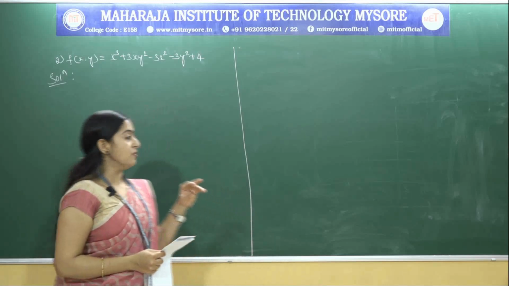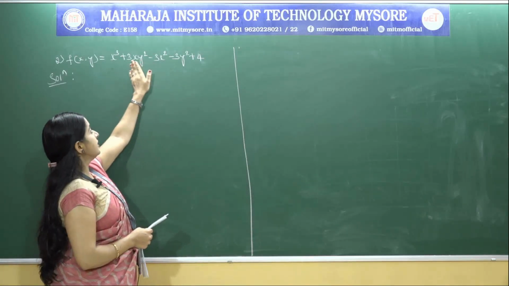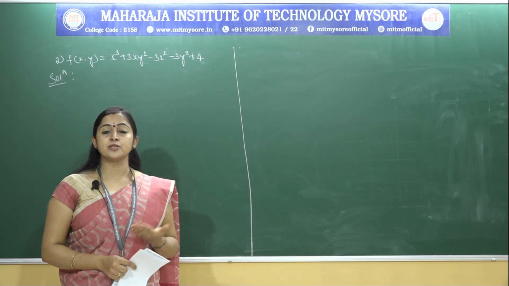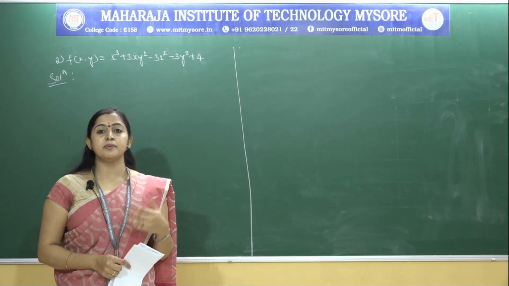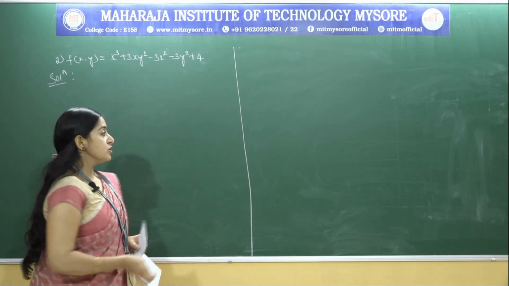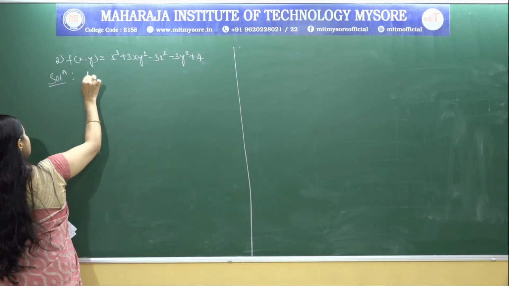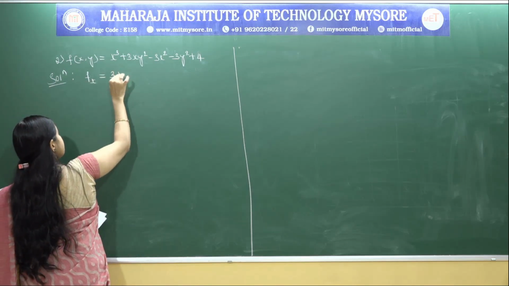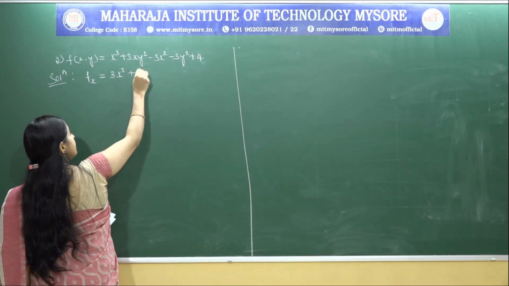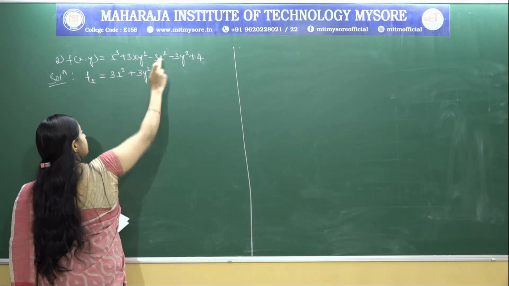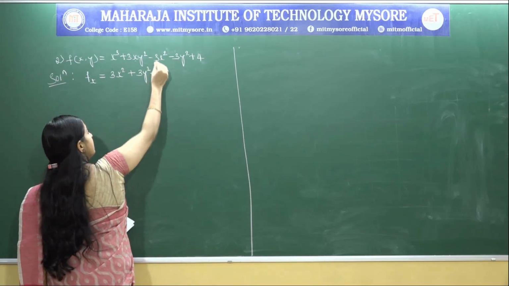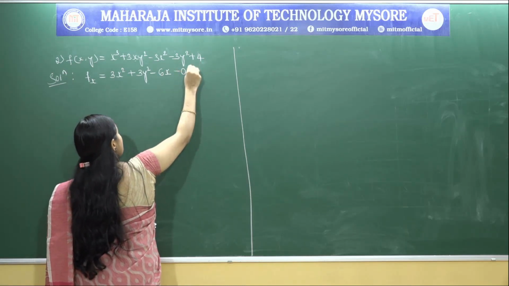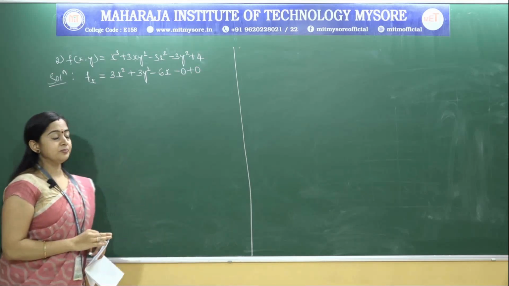the given function f of x comma y is x cube plus 3xy square minus 3x square minus 3y square plus 4. So this is the same as the previous problem. First you have to find the stationary points by considering fx and fy equal to 0. So first I take the first differentiation for the given function with respect to x. So the x cube differentiation is 3x square. Here the x differentiation 1, you will get 3y square. Next x square differentiation is 2x. Multiplication of 3 will get 6x. Then 3y square, the differentiation 0 and the constant term differentiation is 0.